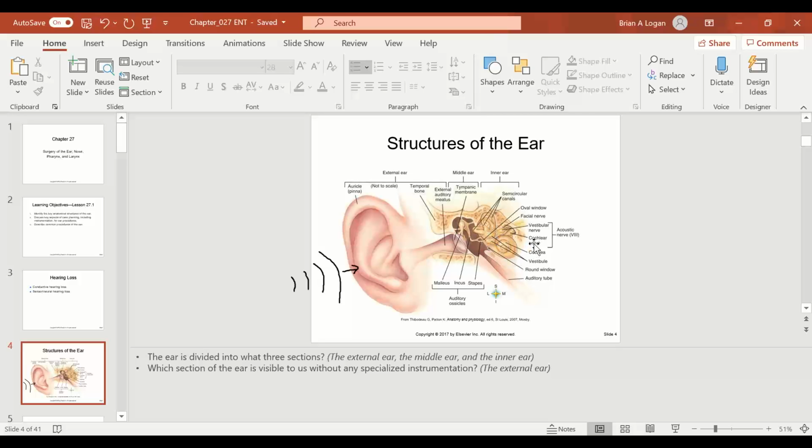So when you say the name of that nerve, the 8th cranial nerve, vestibular cochlear nerve, the cochlear part of its name refers to hearing. The vestibular part refers to balance. And that's what these semicircular canals are for.